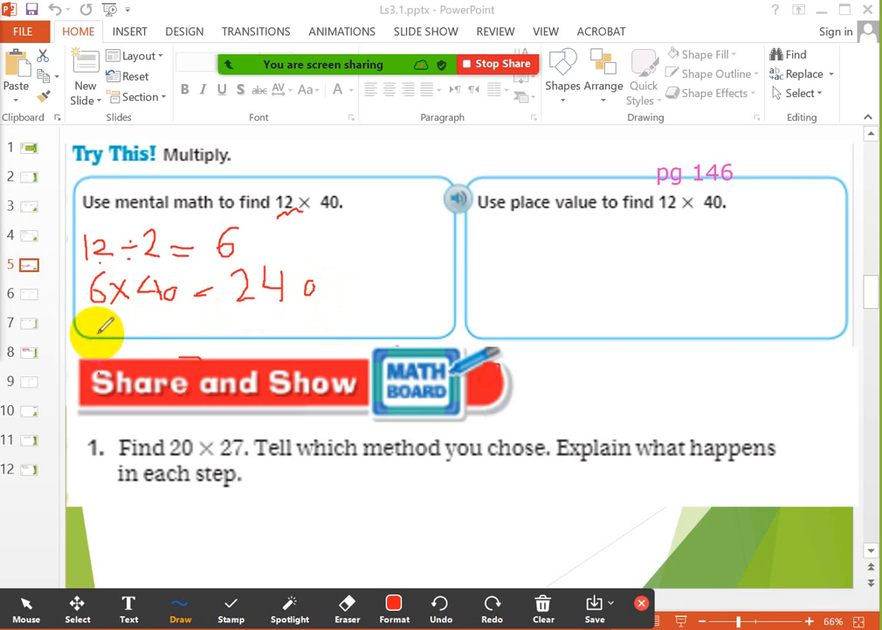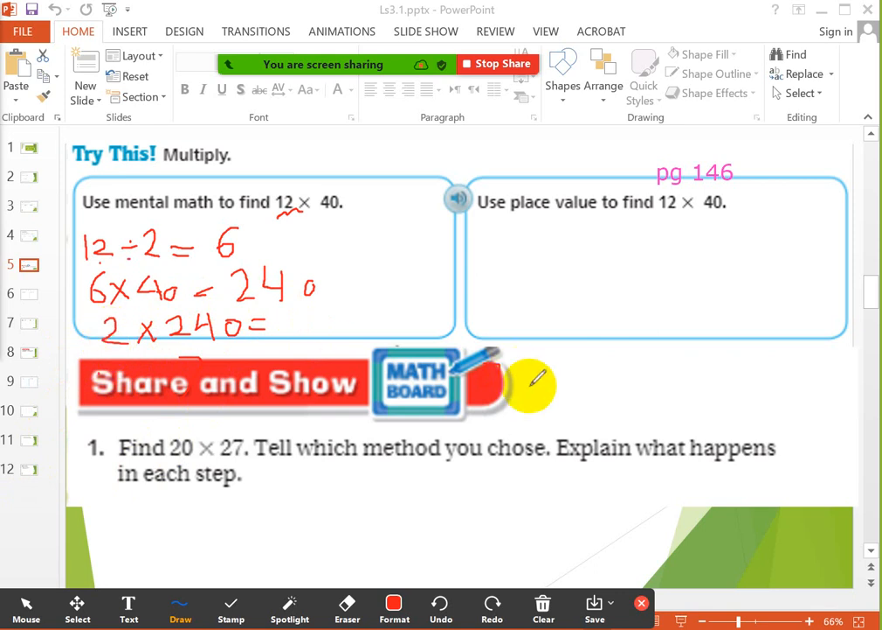Double means what? It means I have to multiply the answer with 2. So I will double the answer. That means I will multiply this number with 2. It will be what? Excellent, Lana. Thank you, Dana. It will be what? 2 multiply 24 and put 0 next to the answer.